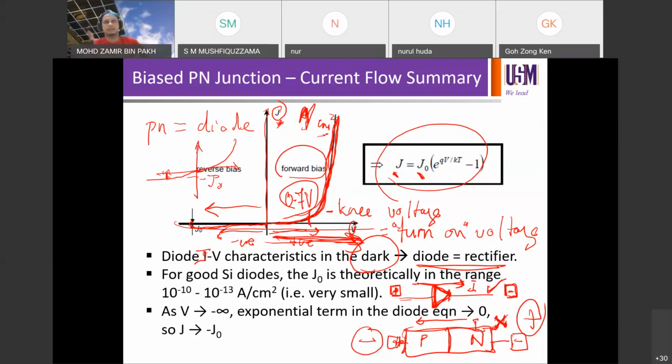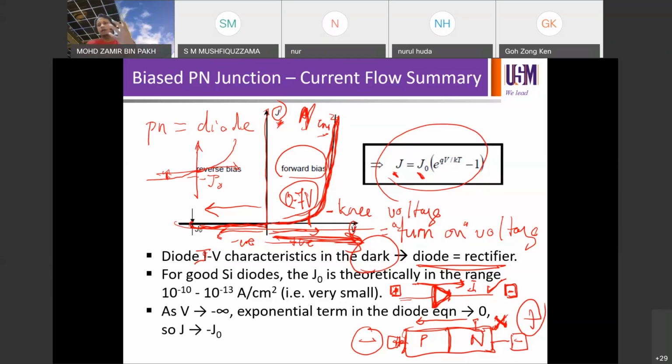So this determines the quality of the diode. You're going to get a very small leakage in the reverse bias mode, okay? So this will determine the quality of the diode. If your diode is of high quality, then your reverse leakage current will be very, very small. If your fabrication is not so good, handling and so on is not so good, the material is not so good, the J naught will be relatively higher in comparison to a good diode. Okay, so that's the whole point.